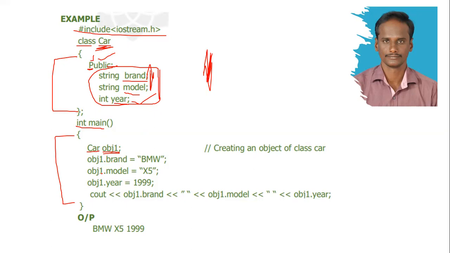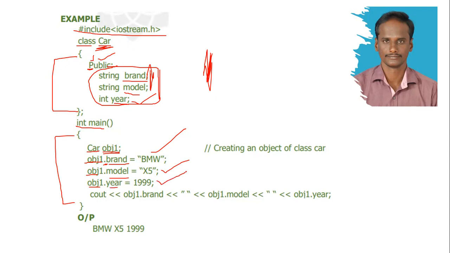How are we accessing the data members? In the sense, object name dot member name. So what is the object name? obj1. Object name dot member name. What is the first member? Brand. So I have used brand here, and I have given the value BMW to the brand. Similarly, obj1 dot model. What is the second member? Model. Model is equal to x5. Next, obj1 dot year is 1999.